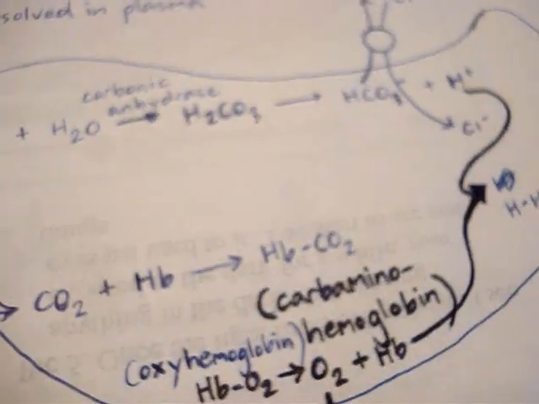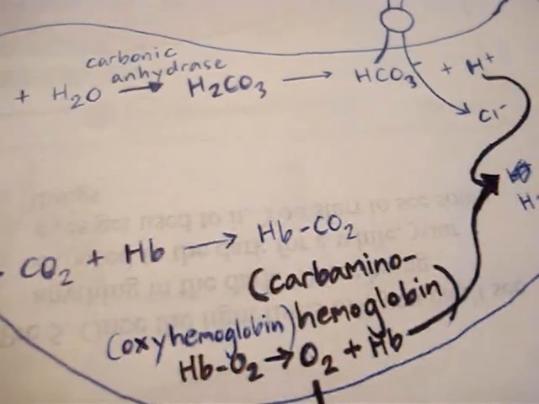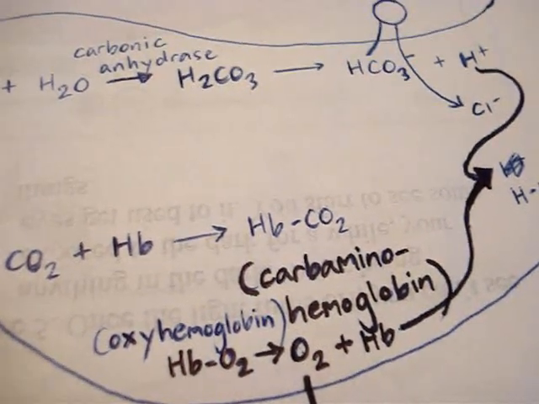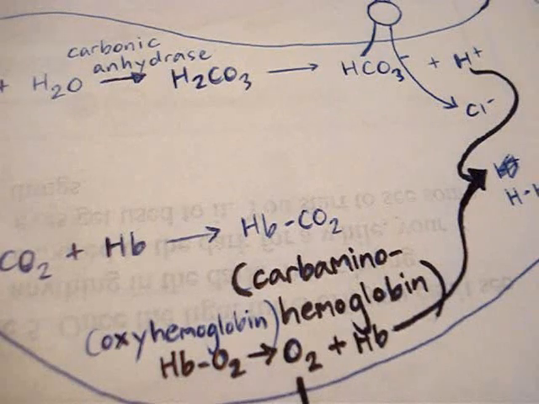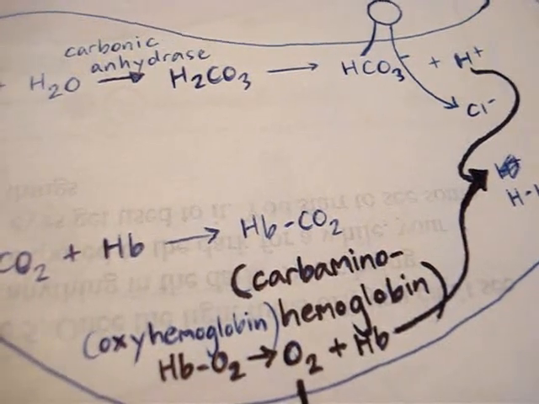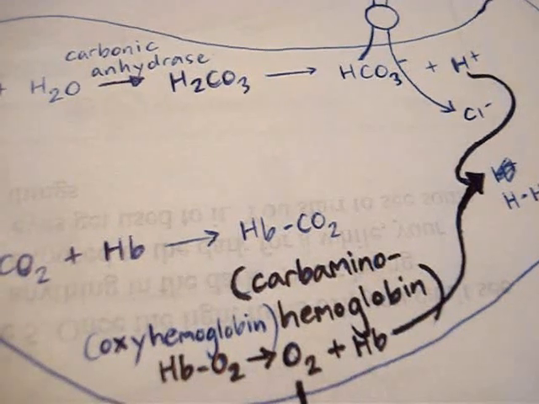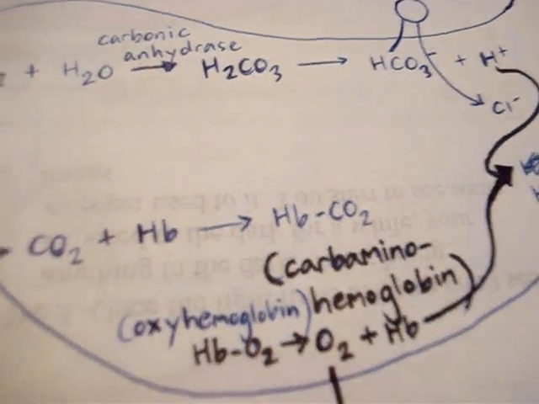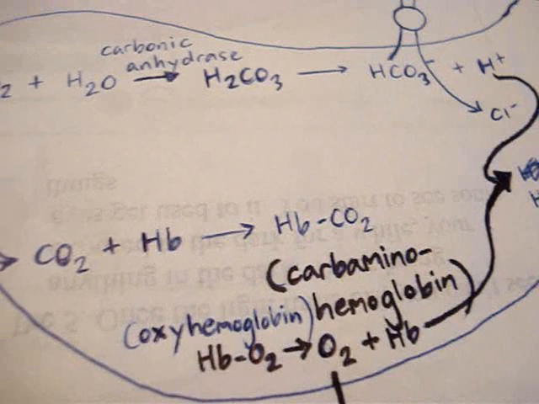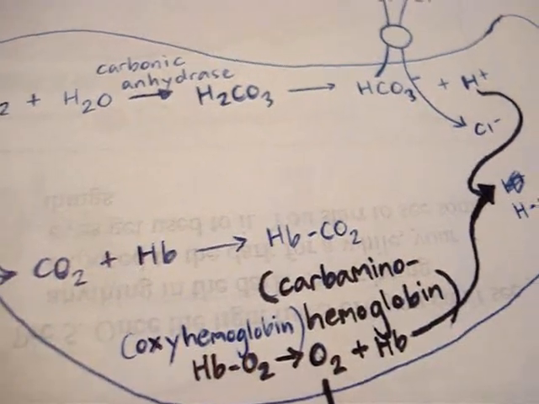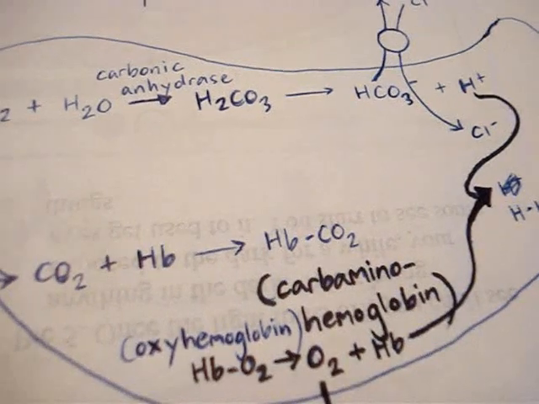to form the product carbaminohemoglobin, HbCO2. Okay, so that's basically how carbon dioxide is loaded into the red blood cell.